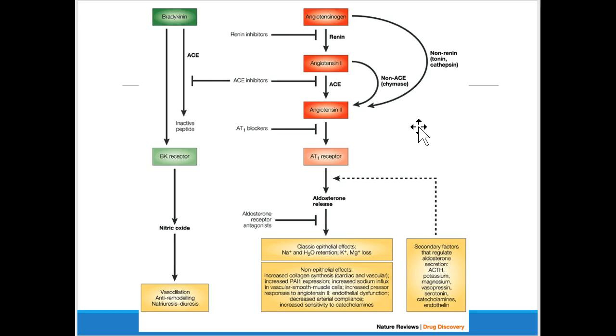So AT1 blockers, this is going to go and break down through its normal pathway because you aren't doing anything with the actual enzyme. And in fact, some people will say that if you block the receptor, you upregulate some of these processes, and you can end up upregulating ACE because you want to convert more to angiotensin 2 because your body's like, why aren't you working on the receptor like you want me to?